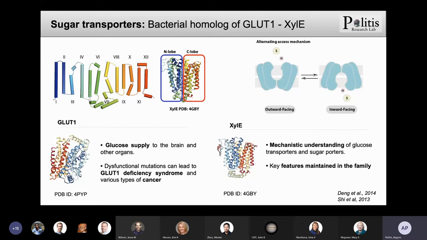So XylE is an important target because it can provide us a mechanistic understanding of how sugars bind to the transporter and how they're transported from one side of the membrane to the other. It's also homologous to GLUT1, as I said before, which is responsible for glucose supply to the brain and other organs in our body. The key features within the family, XylE and GLUT1, are maintained in that way. By proxy, we can have a mechanistic understanding of disease in a human transporter.